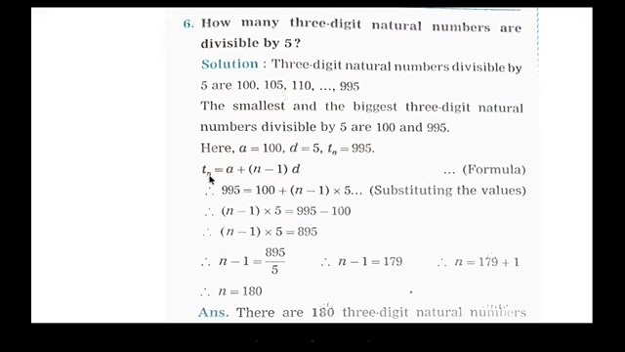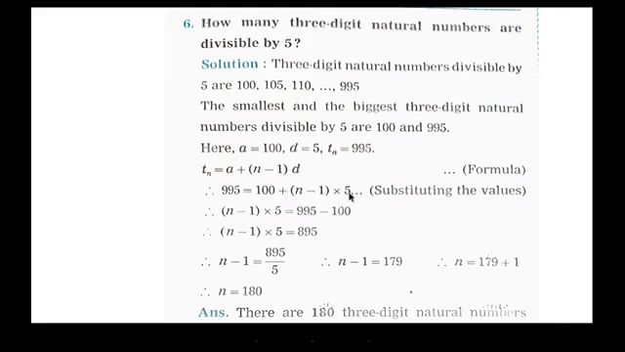So we have the formula Tn is equal to A plus (n minus 1) into D. Tn is 995, so we substitute the values. So 995 is equal to 100, that is the first term A, plus (n minus 1) into 5. We don't know the value of n. This is what we have to find out, the number of 3-digit numbers divisible by 5. That means you have to find the value of n.